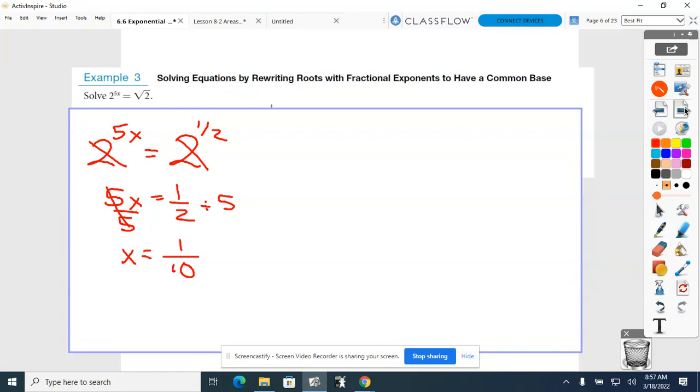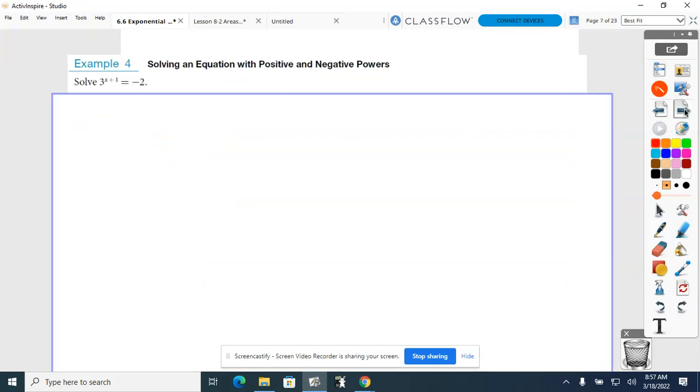And we're done. If you want to, you can plug the 1/10 back up there. If you plug 1/10 in for x, you get 5/10, which is a half. So you get 2 to the half equals square root of 2. Anybody need more time? Writing? Okay.